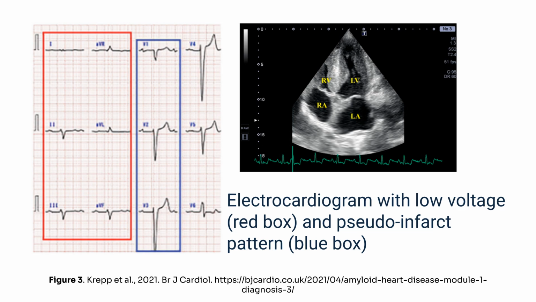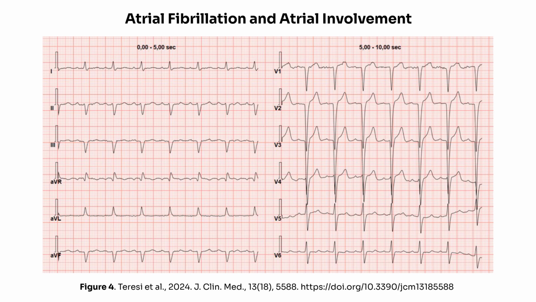prompt further investigation. Now let's turn to one of the most frequent arrhythmias seen in transthyretin cardiac amyloidosis, atrial fibrillation, or AF. Studies show that more than 50% of patients with wild-type ATTR develop AF, often in the absence of traditional triggers like hypertension or elevated left atrial pressure. That's because the atrial tissue itself becomes infiltrated by amyloid, leading to electrical inhomogeneity. In simple terms, the normal electrical signals in the atria become fragmented, which promotes fibrillatory conduction.